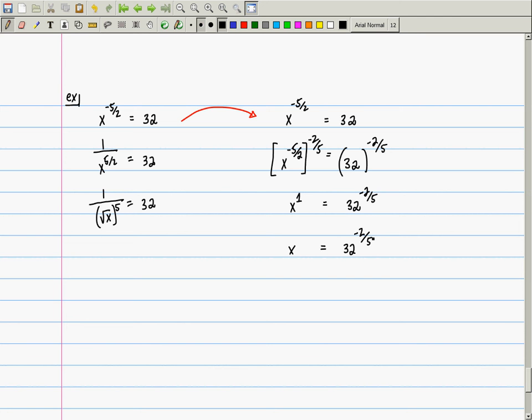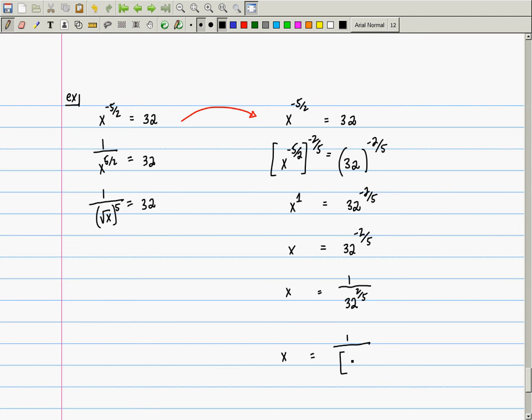But now, I'll write the instructions very clearly that you have to evaluate this completely. So we need to figure out, what is 32 to the negative 2/5? And you're not going to have a calculator, so how do you go about doing that? The first thing I would do, because it's the way I think, is say that this is 1 over 32 to the 2/5, so that I have a positive exponent. Then I need to compute the 2/5 power of 32.